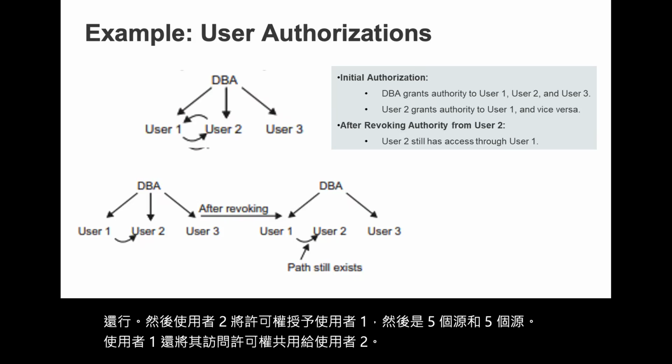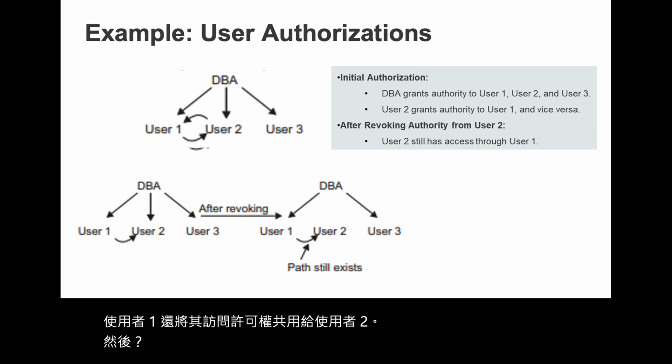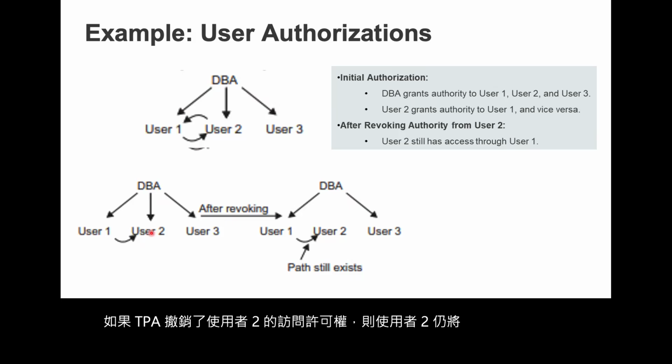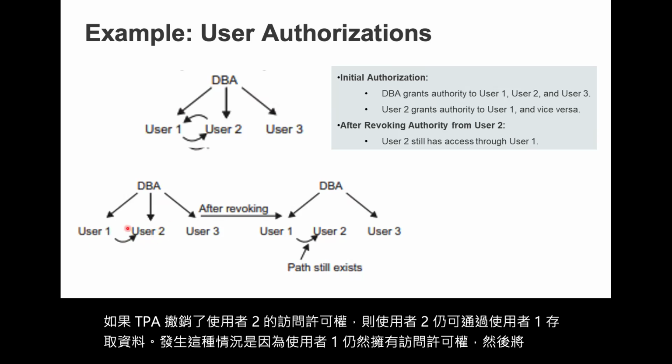And then there's a revoking authority from user two, just in case the DBA revokes the access from user two, the user two will still have the access to the data through user one. This happens because user one still has the access and then shares it with user two.